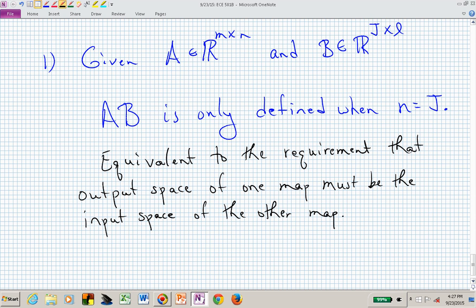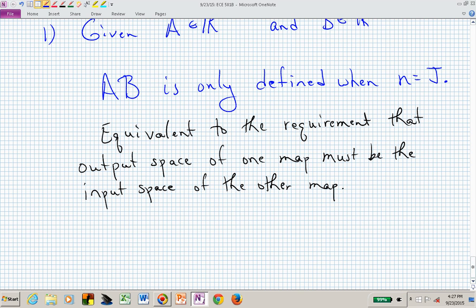So if you were shaking hands or doing some kind of exchange, you need the output from B to be compatible with the input of A. So things are sort of coming from right to left, and that's not really how we might read that matrix product. But I want you to be clear on what we mean when we say the output space of one map must be the input space of the other. Here, the one map is B, the other is A.